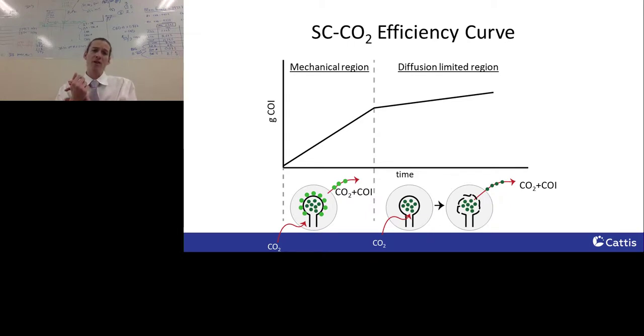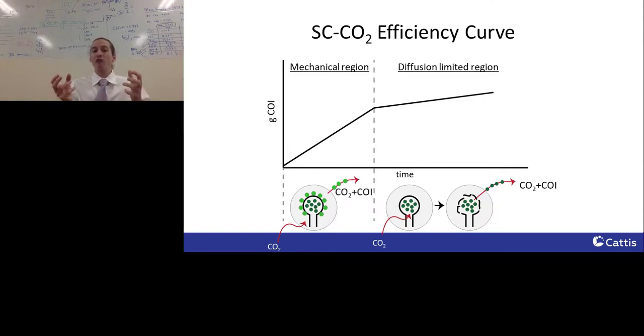And so within the mechanical region, folks that have experience using SFE for extraction will notice that within the first 60 minutes, you get a rush of material, right? And so why does that happen? Well, it goes back to how you prepare that material. And so first, you probably ground that material. And when we grind cannabis, right, we're knocking off those trichomes.